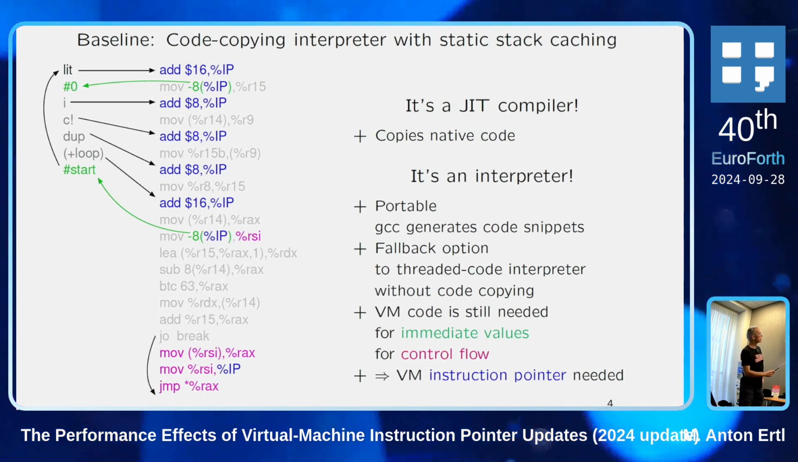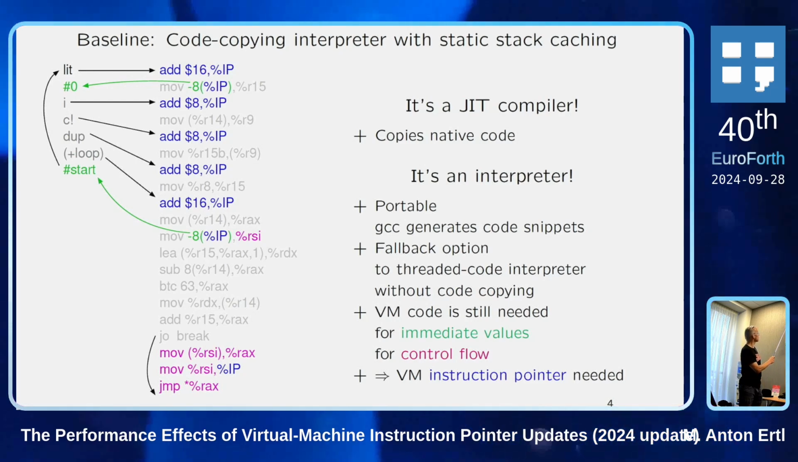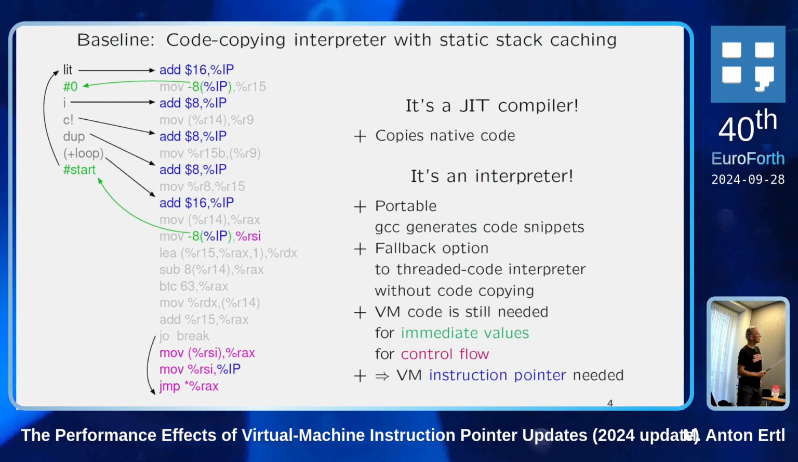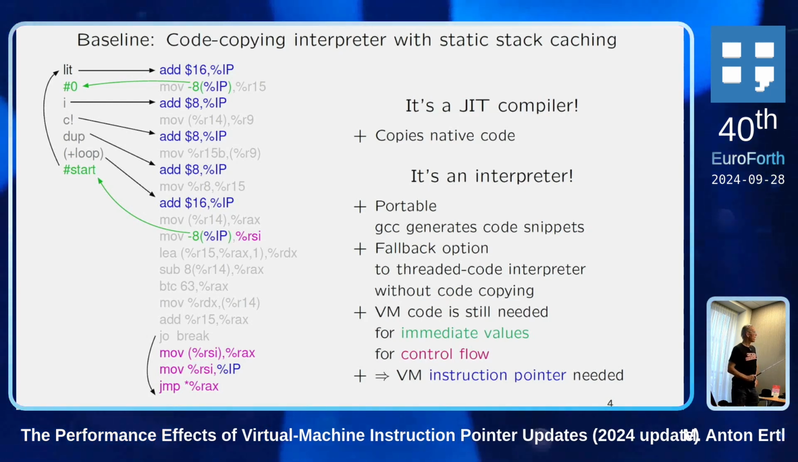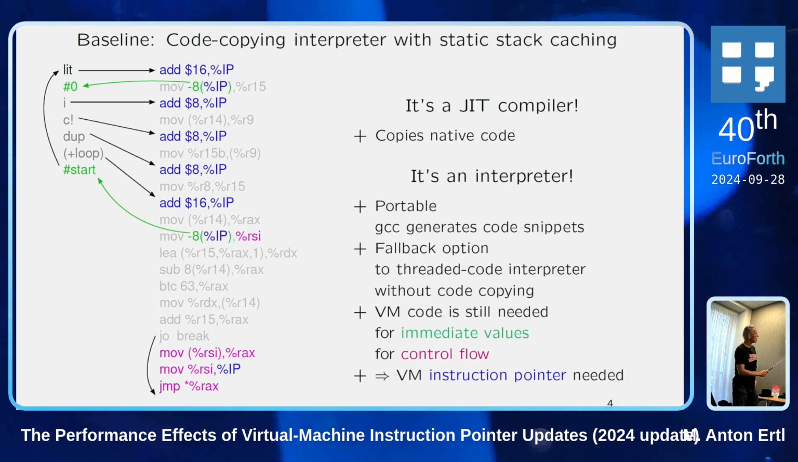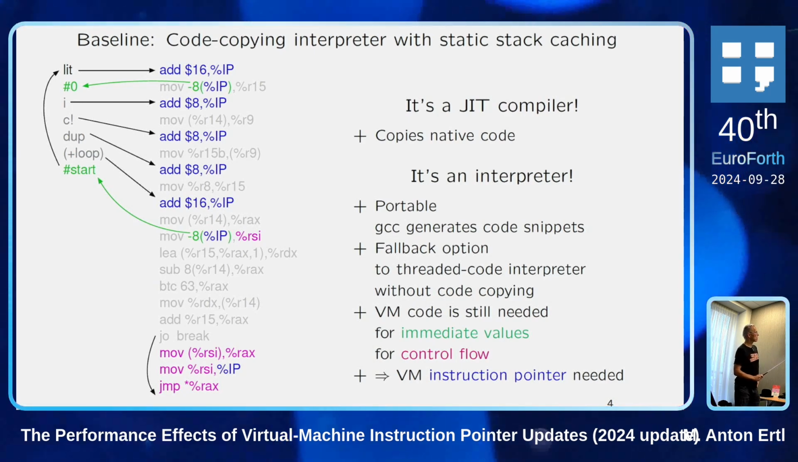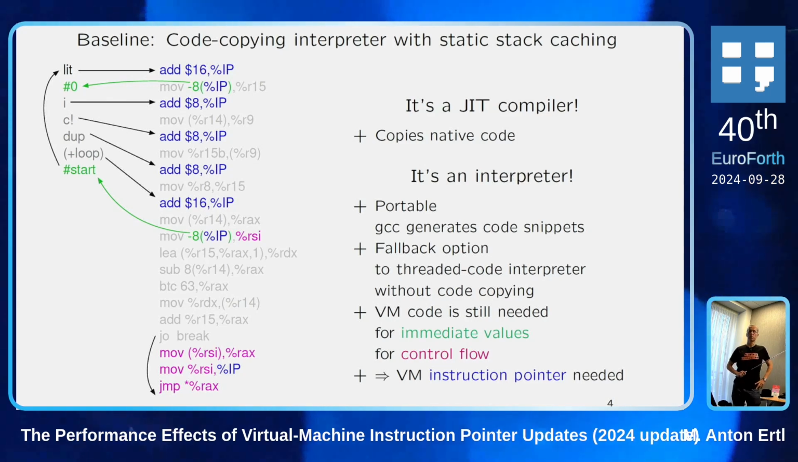We still need the virtual machine code, so we still need this stuff, unlike a native code compiler, unlike a JIT compiler. We need it for immediate values, the green stuff, and we need it for control flow, the magenta stuff. And because we still need the VM code, we also still need the VM instruction pointer.